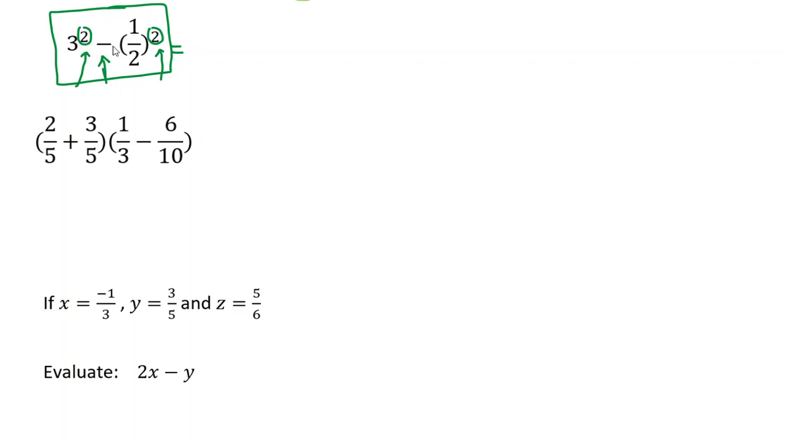So we're going to do the exponents first. We're going to take the first one, 3 squared, and we're going to write that as 3 times 3 is 9, minus 1/2 squared, and that's 1/2 times 1/2. Now, I like to write this down off the side. 1/2 times 1/2 is 1 times 1 is 1, and 2 times 2 is 4. It's 1/4. So 1/2 squared is 1/4.